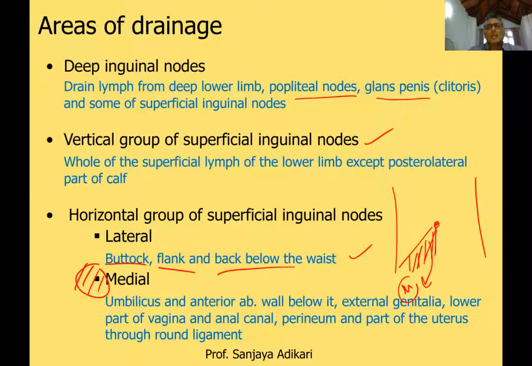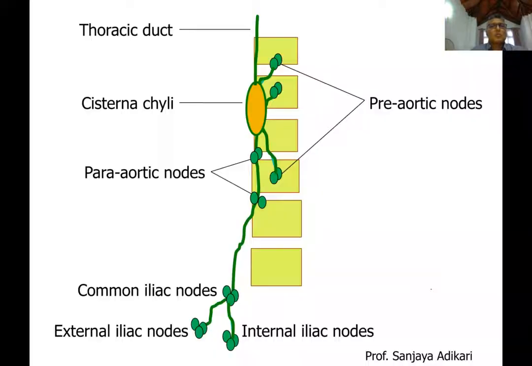So in males, the skin from the shaft of the penis, skin of the scrotum, and the lower part of the anal canal, and in females, the lower part of the vagina, they all drain into the medial group of superficial inguinal nodes. Then when it comes to the uterus in females, this is called the cornu of the uterus. The round ligament is attached to the cornu of the uterus. So lymph from the cornu of the uterus can drain through the round ligament into the medial group of superficial inguinal nodes, as the round ligament is attached to the labium majus in females. So for that reason, the medial group is important.